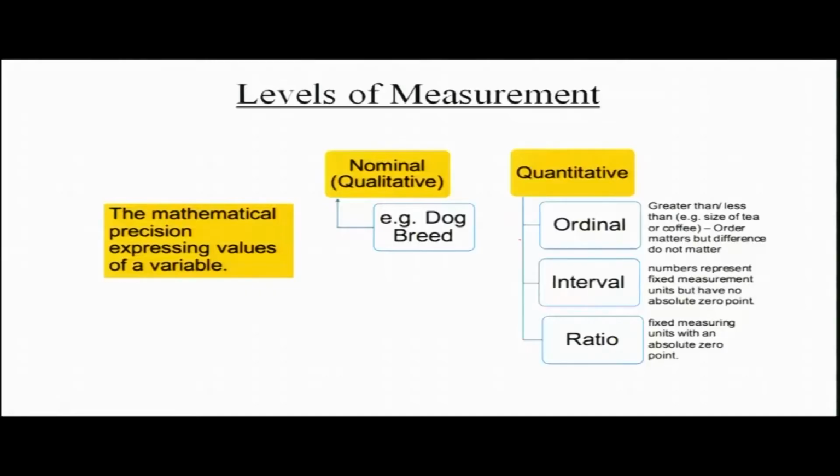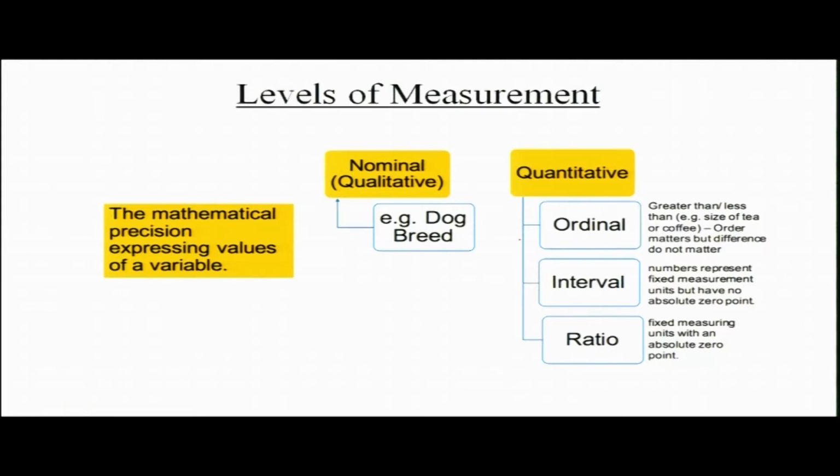For quantitative variables, starting with the most simple, the ordinal variable, which is the greater than, less than comparison that we do. So in ordinal, for example, here you see the size of a cup of tea or coffee, whether something is larger than something, so greater than or less than. The order matters, but differences do not matter. So that is an ordinal variable.